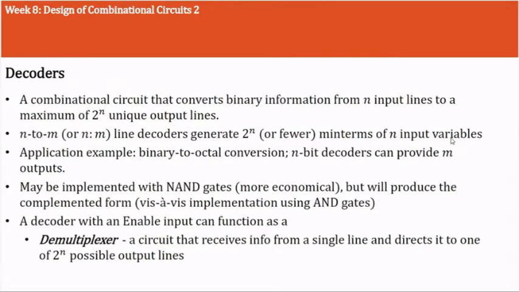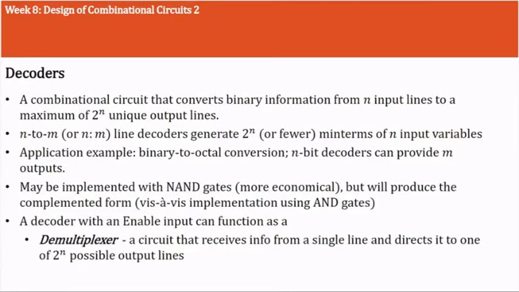So let's define decoder. Si decoder is a combinational circuit that converts binary information from n input lines, or any number of input lines, to a maximum of 2 raised to n unique output lines. So kung ilan man yung maging input lines natin, let's say that is 3 input lines, then ang magiging output lines natin would be 2 raised to 3. Dapat ganun yun because that is the conversion of binary information. So when we say decoder, that is an N to M line decoder that generates 2 raised to N or fewer minterms of N input variables.